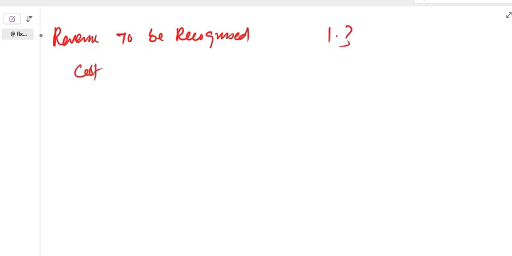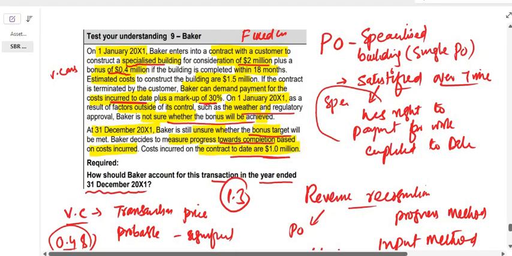So in a nutshell, your revenue to be recognized is 1.3, cost to be recognized is 1 million, and then gross profit is 0.3 million. Okay, so this is the answer to question B. Clear?